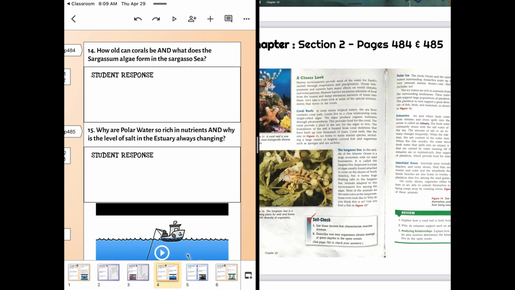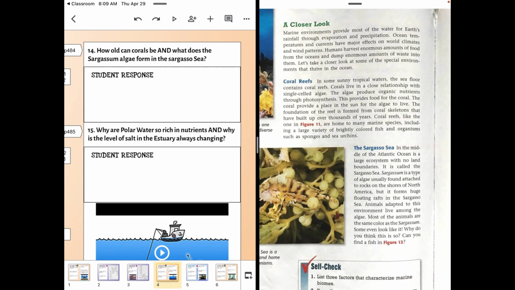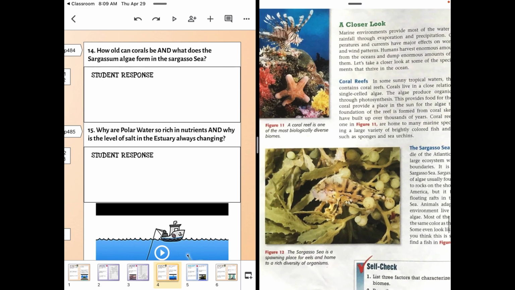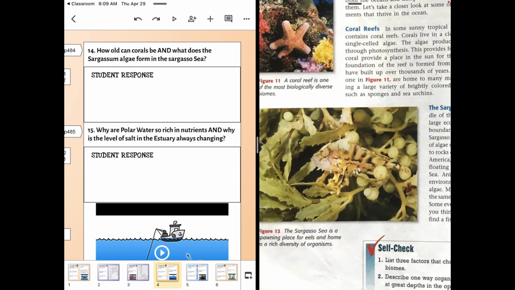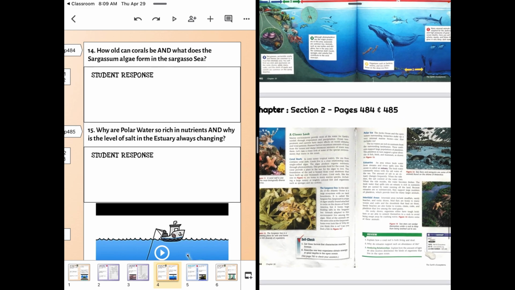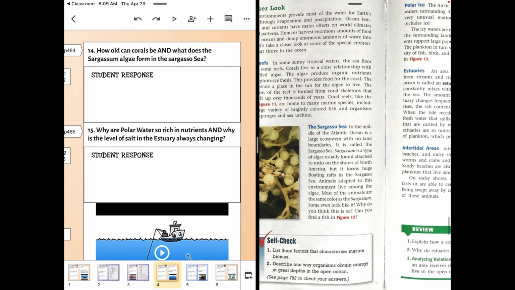So they look at coral reefs. So 14, we have a coral reef. And then the Sargasso Sea is also a thing. So here, there's a fish hiding in the Sargassum algae. The Sargasso Sea is in the North Atlantic, so it's near us. And so the Sargassum algae does something special, and you'll find that.